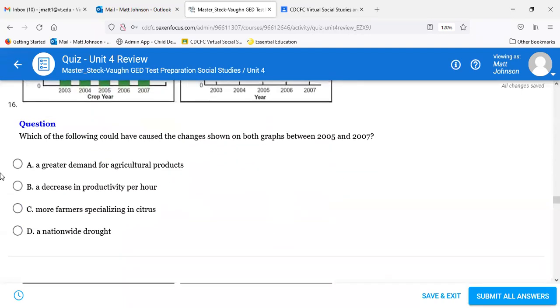Let's take a look at question 16. Sasha Gay, how about you read question 16 for us? Which of the following could have caused the changes shown in both paragraphs between 2005 and 2017? A, a greater demand for agricultural products, B, a decrease in productivity per hour. C, more farmers specializing in citrus. And D, a nationwide drought. D. D as in dog.